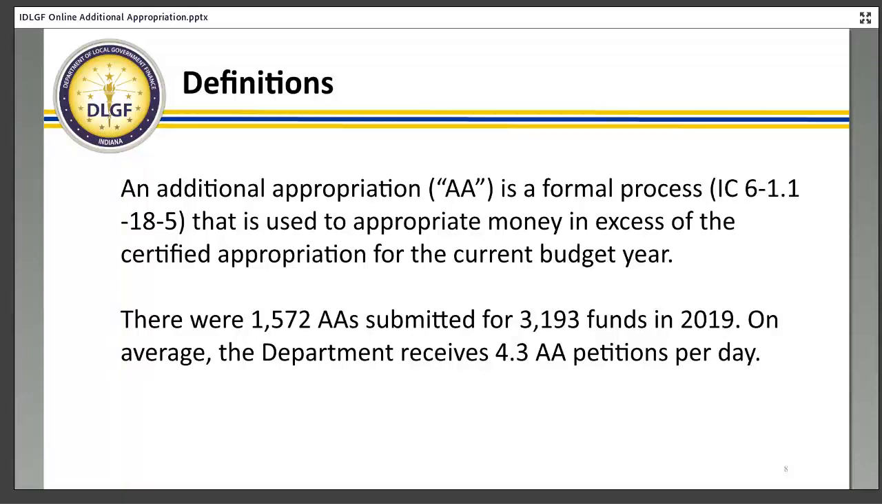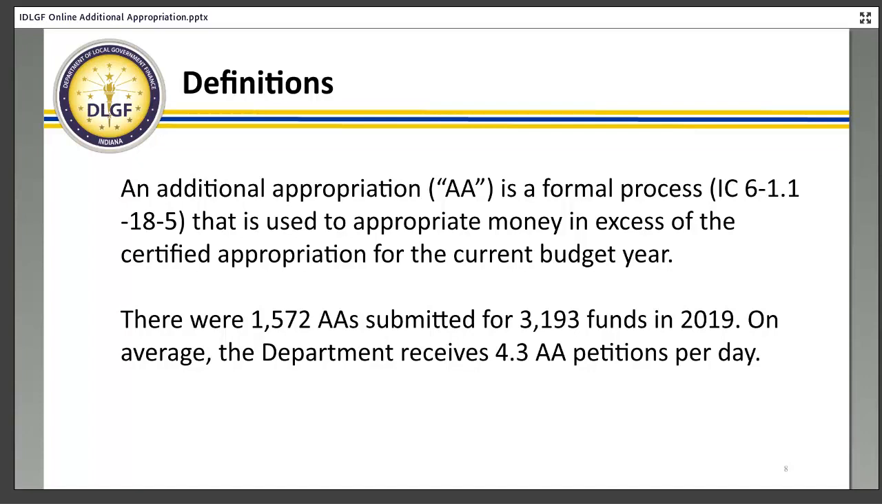All right. So if it took 5 slides and 15 minutes to get to a base level of understanding of what an appropriation is, we can do the additional appropriation significantly quicker. When talking about an additional appropriation, what we're referring to is a formal process as outlined by statute that is used to appropriate money in excess of the certified appropriation for the current year. And so in example 1 and example 2 in the previous slide, the additional appropriation is how a unit increases its spending authority over what they originally adopted.